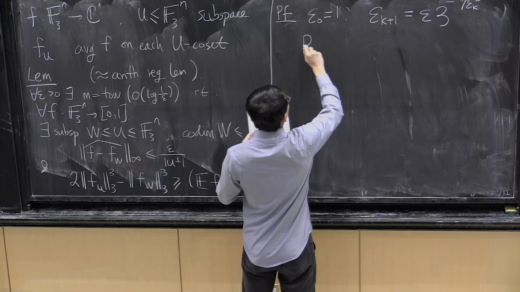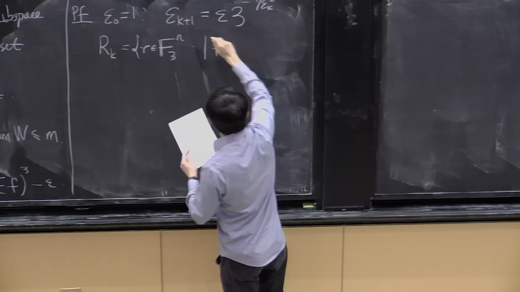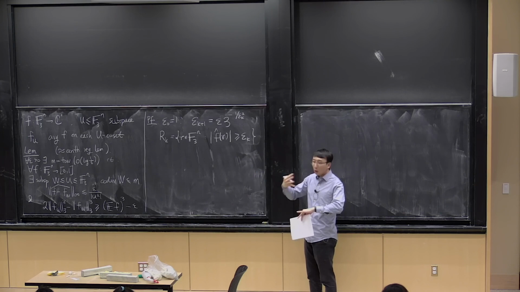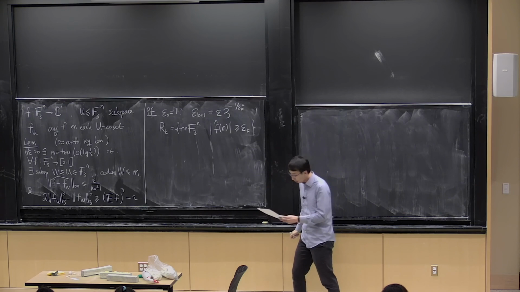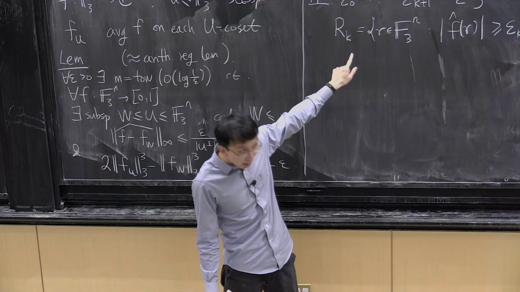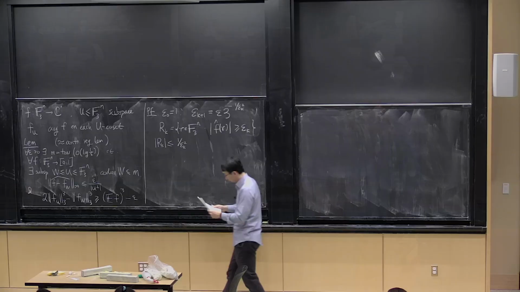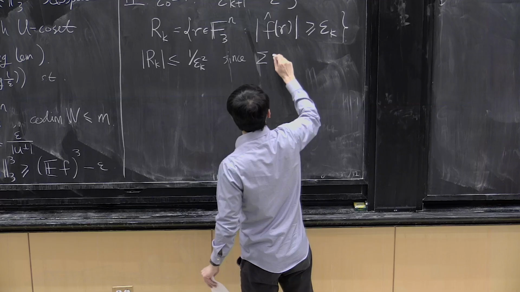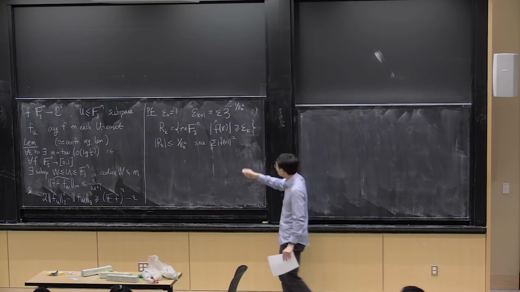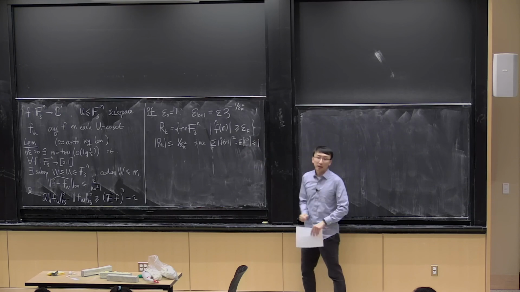Let me write R sub k to be the set of R's, so these will be characters, such that the Fourier coefficient at R is at least epsilon sub k. The R's are supposed to identify how we're going to do the partitioning. Now, the size of this set is bounded. We claim that the size of R sub k is at most 1 over epsilon sub k squared. That's because of the Parseval identity, which tells you that the L2 sum of the Fourier coefficients is equal to the L2 norm of the function, which is at most 1. So the number of Fourier coefficients that exceed a certain quantity cannot be too many.